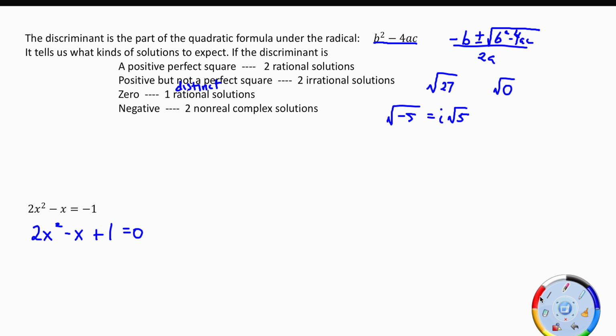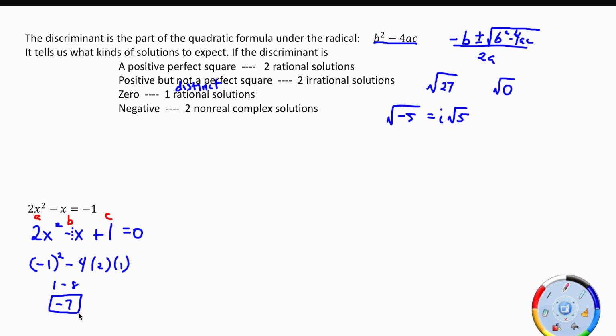so that I can determine what my appropriate a, b, and c are. Notice c is positive 1, not negative 1. So do not use the radical when you're evaluating the discriminant. That is not the discriminant. The discriminant is simply b squared, which in this case would be negative 1 squared, minus 4 times a times c, or 1 minus 8, negative 7.